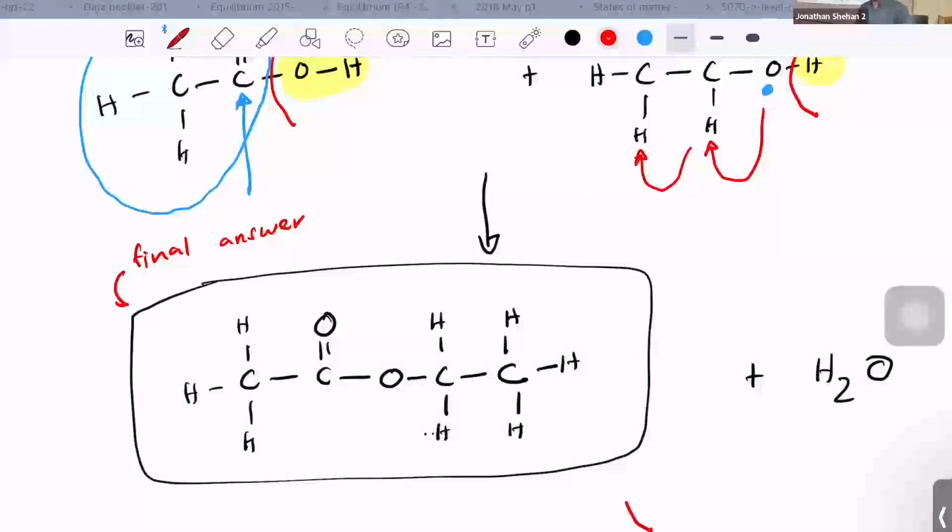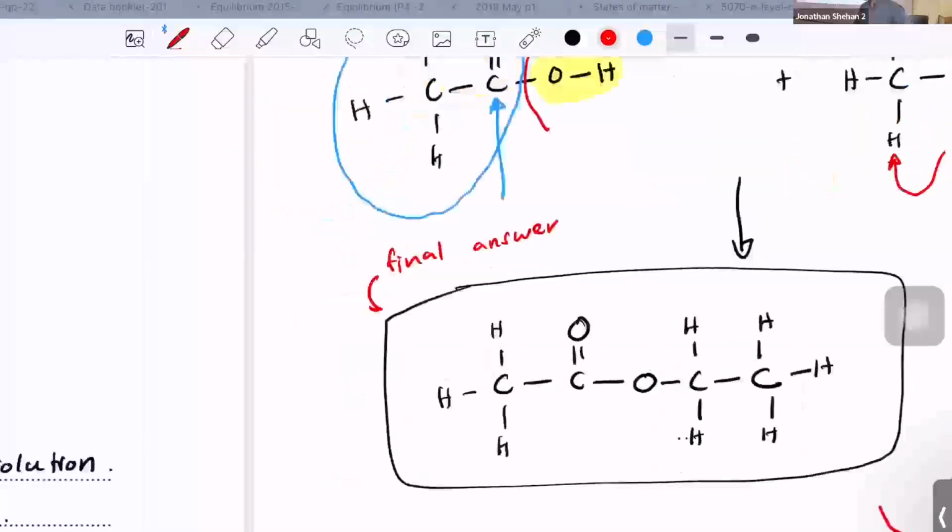Now I'm going to give another question for you all to do. I'm giving the structure of an alcohol and a carboxylic acid here.